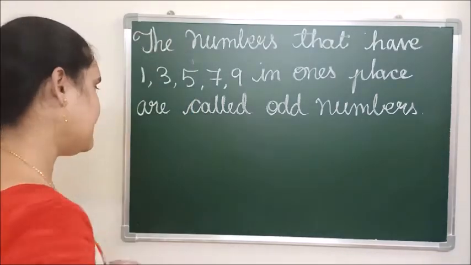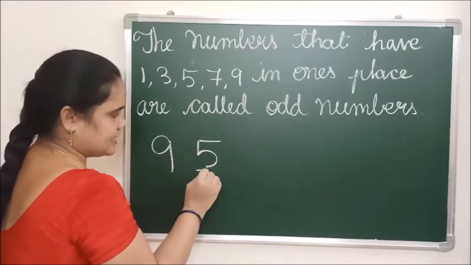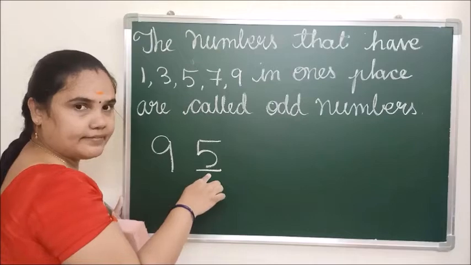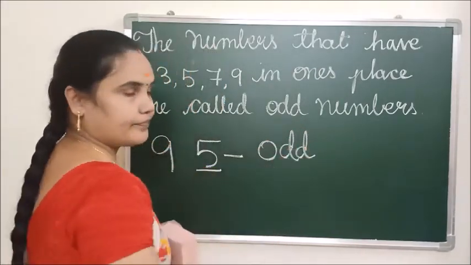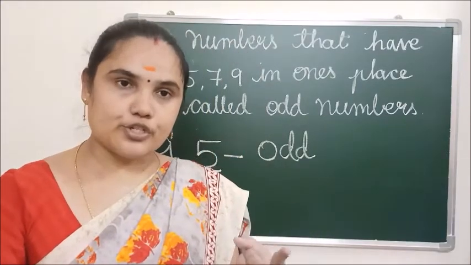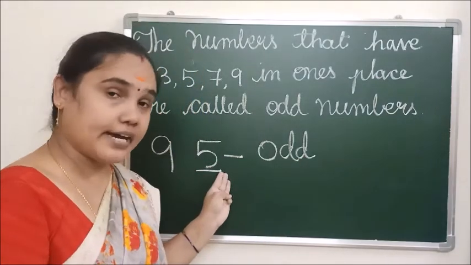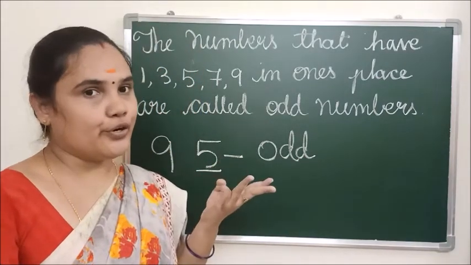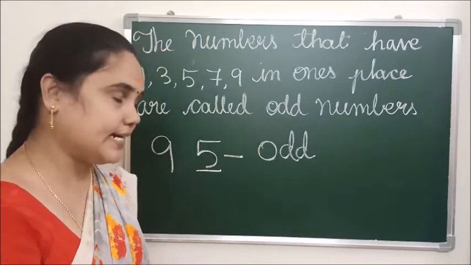Look at this example, 95. Underline the ones place. See, children, we have 5 in ones place. So, it is an odd number. Or we can read table 2 also, children. 2 ones 2, 2 twos 4, 2 threes 6. Do we have 5 in table 2? No. So, it is an odd number. Okay, another example.